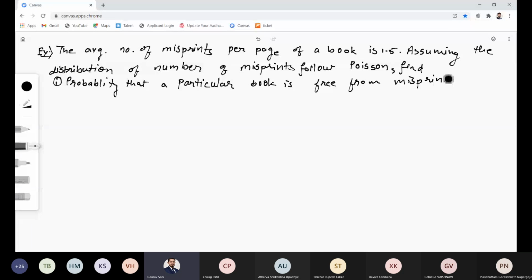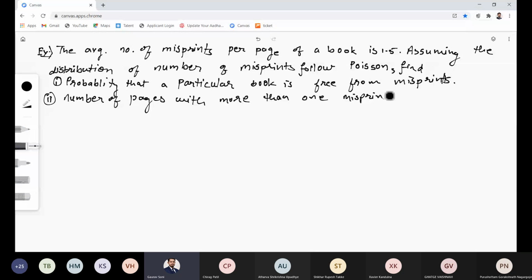And the second one, number of pages with more than one misprint, if the book contains 900 pages. Yes, please do it.